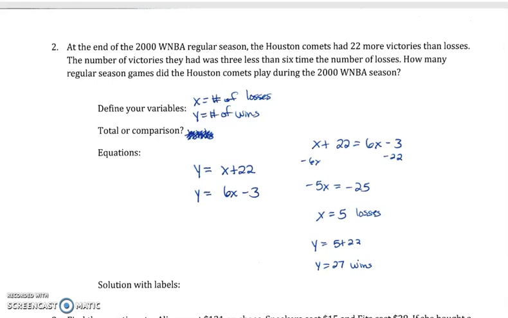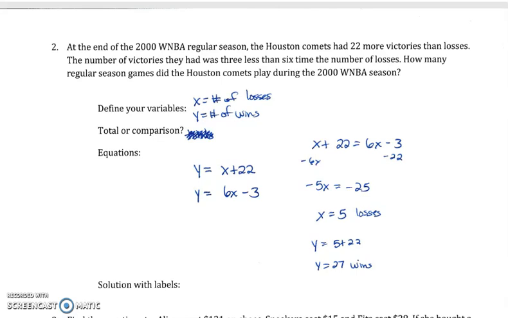So let's take the first one. The Houston Comets had 22 more victories than losses. Okay, so more victories than losses. So the victories are going to be a higher number. So you have to do more. "More" usually implies that you're adding. That's a word that you should recognize as being an addition. So the equation is wins is equal to losses plus 22. You have to have more wins than losses, according to this sentence. So you can see my first equation, y, wins, equals losses, x, plus 22.